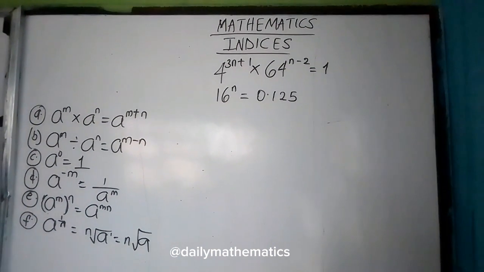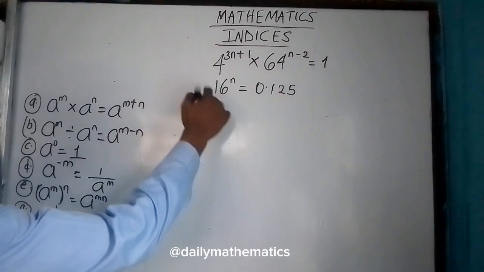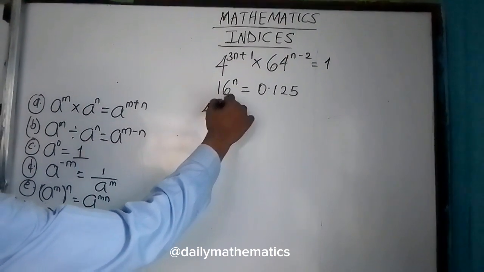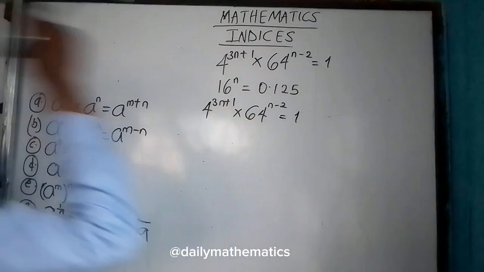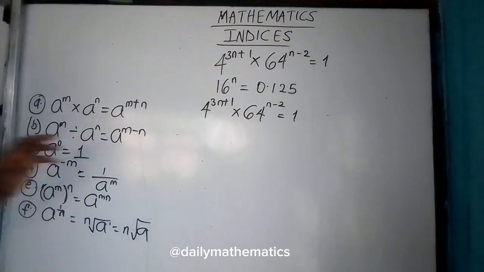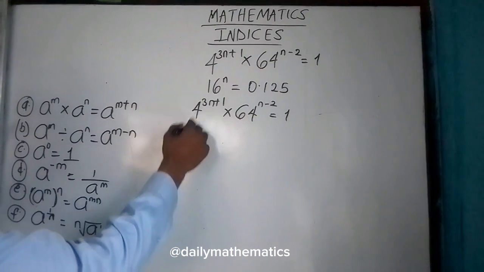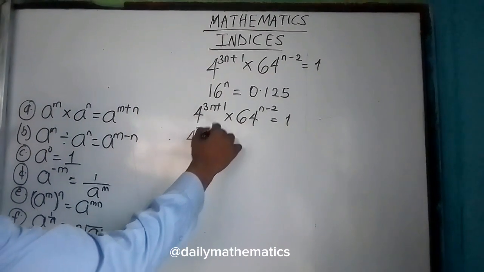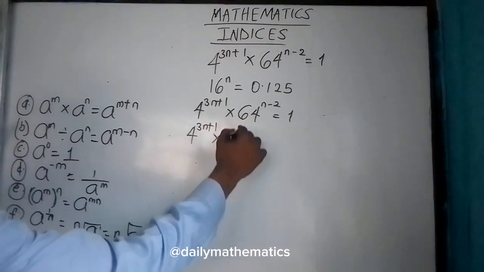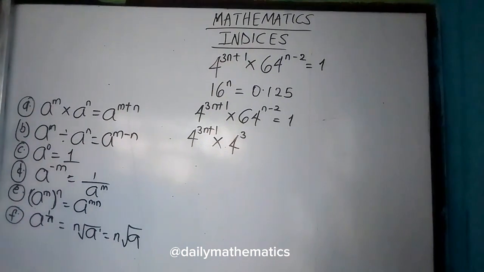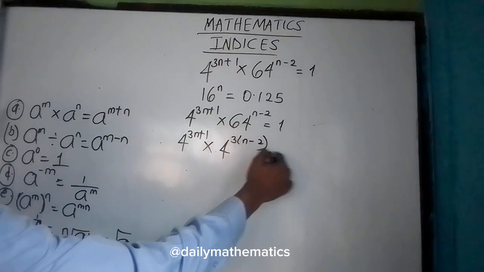So after looking at all these laws, we can now attempt our question. Number one question says 4 raised to the power 3n plus 1 times 64 raised to the power n minus 2 is equal to 1. Before we can do anything, we must make this base and this base the same. With 4 raised to the power 3n plus 1, we can also make 64 a power of 4, by writing 4 raised to the power 3, because 4 times 4 times 4 is 64. Then we have in bracket n minus 2 here equals 1.